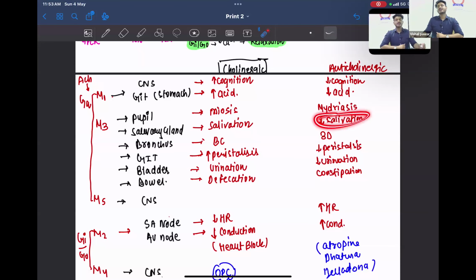Glycopyrrolate is an anticholinergic drug. It is going to do what? Decrease in salivation. Another patient is going to come to you with the problem of xerostomia. What you want to do? Sjogren syndrome, xerostomia. You want to increase salivation. Xerostomia means dryness in the mouth. You give cholinergic drug to this patient, right?